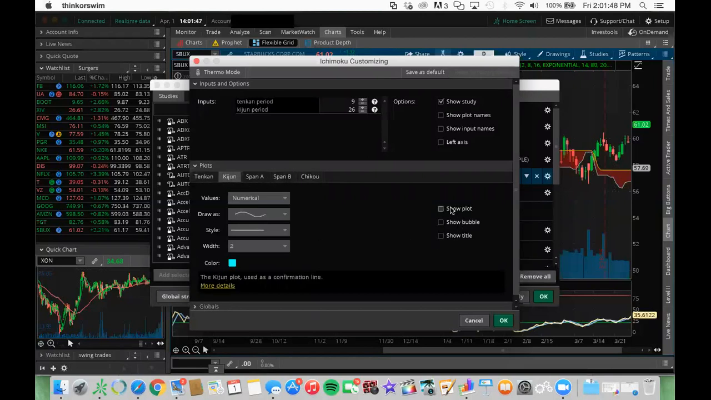It kind of works. Here, I'll throw it up. It works as a secondary support and resistance line. And then Span A and Span B, those are just the two clouds that you see out there.